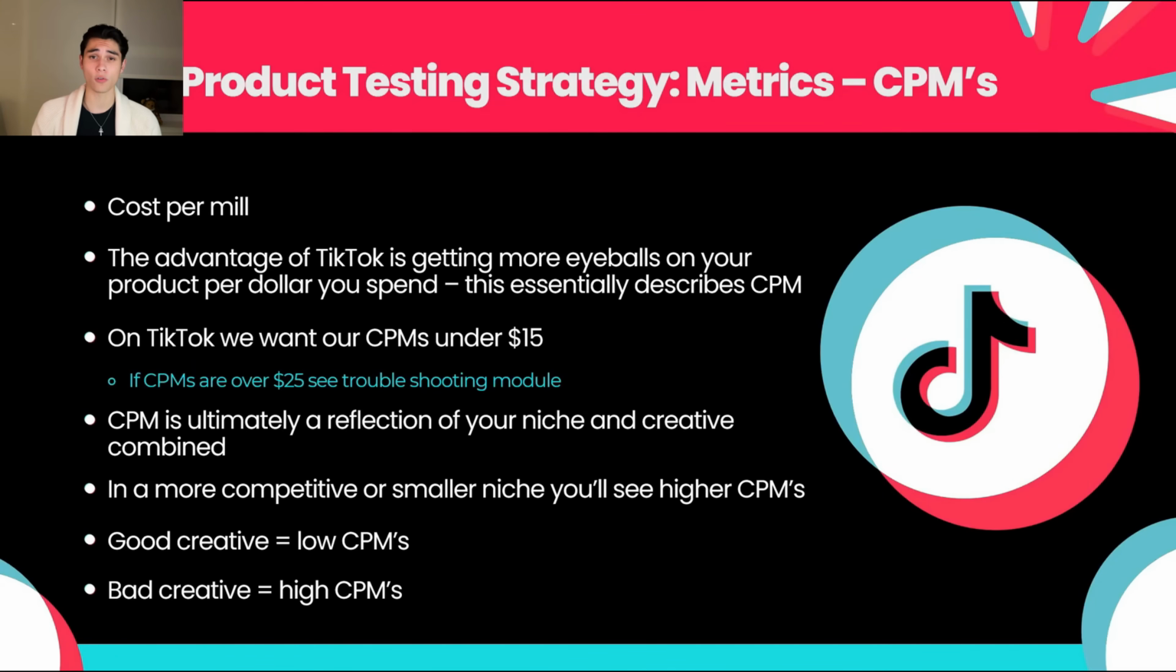If your CPMs are over $25, see the troubleshooting module because something is seriously wrong and you definitely need to fix that. It could potentially just be something as easy as switching up your creatives or switching up the ad account that you're running them on.